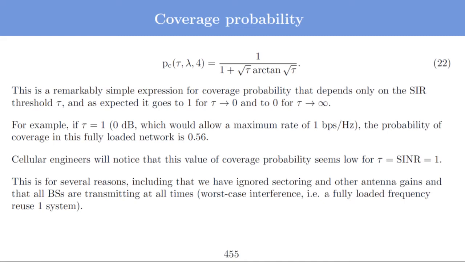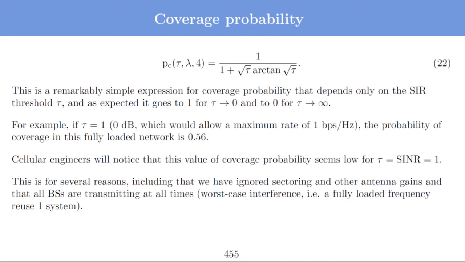Okay, so just for the numerical value, if you put tau equal to 1 here, which is 0 dB, which means the rate will be maximum 1 bit per second, the probability of coverage will come out to be 0.56. Now you can see this is a very low case, because 56% coverage is very small, and that is even when the rate threshold is so low.